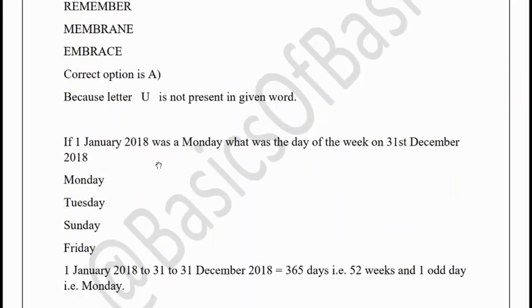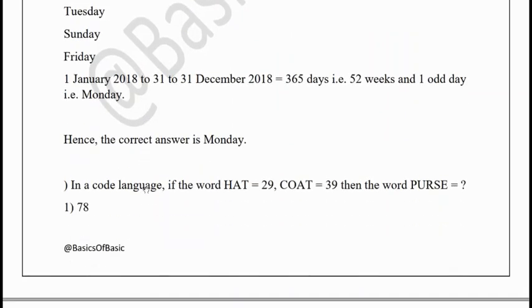If January 2018 was a Monday, then what day would be 31st December? So these are the types of questions that can also be asked. So you need to be prepared for calendar type questions also.